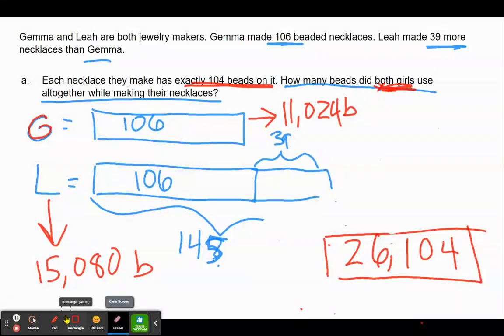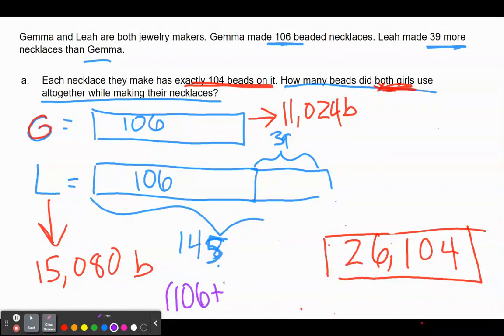All right, so before we wrap up for today, let's go ahead and write an expression to show what we did. All right, so the first thing we had to do was we had to figure out how much Leah had. There's a couple different ways we can do it, but we had to figure out how much Leah had. So the first thing we had to do was take 106, add that to 39. Right? And then we had to multiply that by 104, right? So we had to multiply this whole thing by 104. And I'm going to go ahead and put those in parentheses to show that.